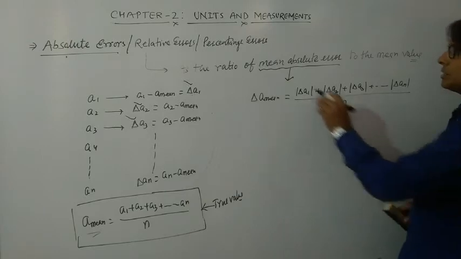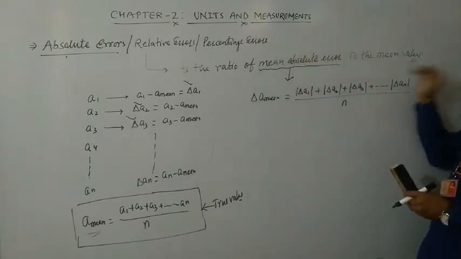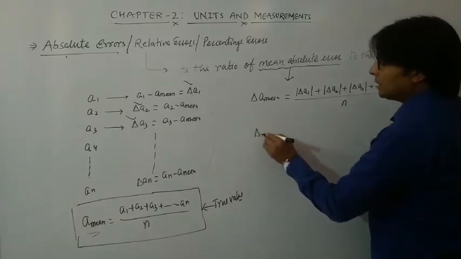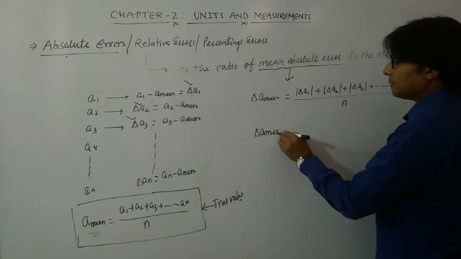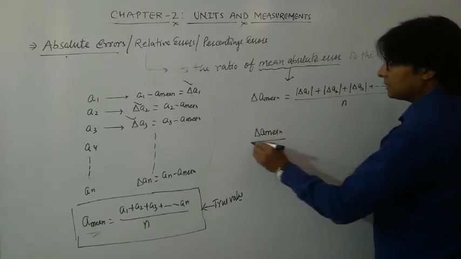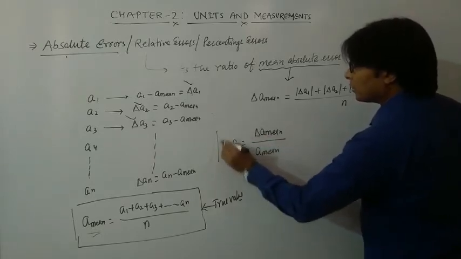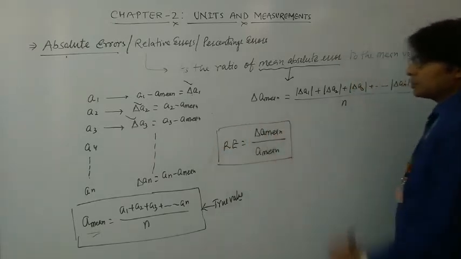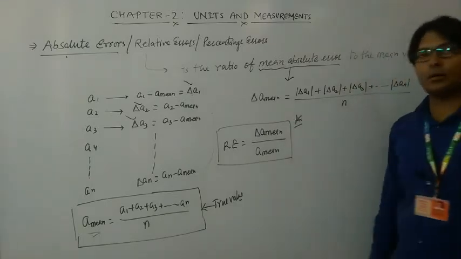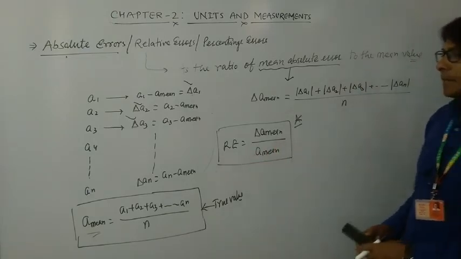Okay, so this is mean absolute error. Now the ratio of mean absolute error, that is delta A mean, to the mean value, A mean, is known as relative error. So this is the formula of relative error. Using this formula we can calculate the relative error or fractional error. Sometimes it is also known as fractional error.